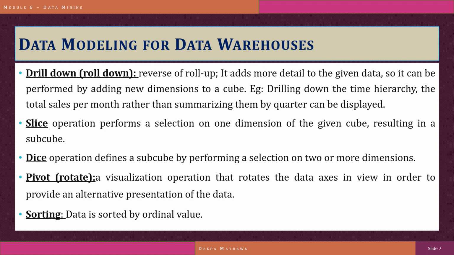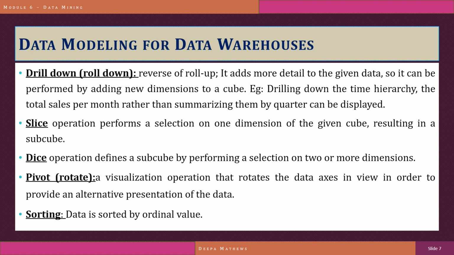Then the third operation is the slice operation. It performs a selection on one dimension of the given cube, resulting in a subcube. Then the dice operation defines a subcube by performing a selection on two or more dimensions. Slice means it performs a selection on one dimension of the given cube. Dice means it selects on two or more dimensions.